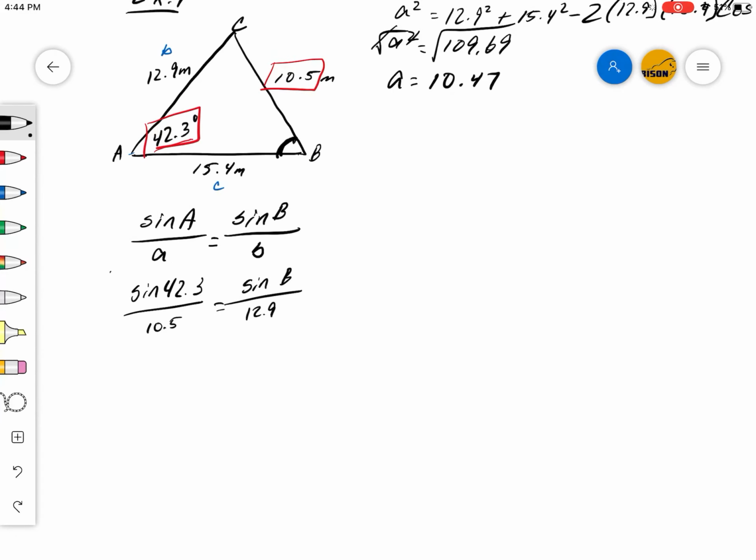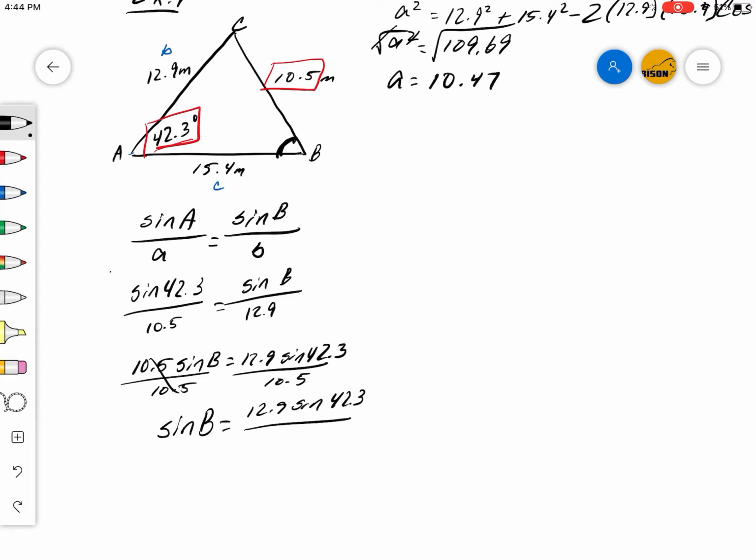Okay. I will cross multiply here. So 10.5 sine of B is 12.9 sine of 42.3. Let's get rid of 10.5. So I've got sine of B is that big old thing, 12.9 sine of 42.3 all over 10.5. And we talked about the other day, in order to get rid of the sine, you have to do the sine inverse. So B is equal to the sine inverse of all of that up there.